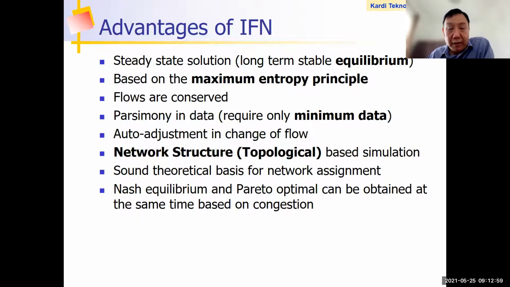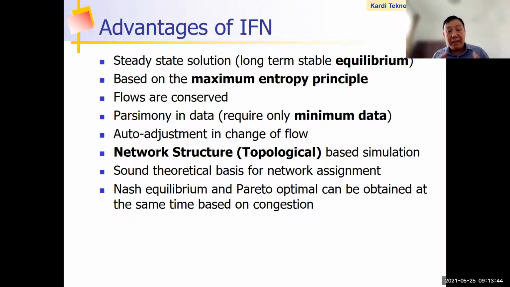So what is the advantage? You can directly get the long-term stable equilibrium, which is the steady state solution. And IFN is based on the maximum entropy principle. The flow is always conserved. Nowadays people talk about big data, but the question is, if you don't have data, how are you going to solve it? Using IFN, there is a principle of parsimony in the data, where you require only a minimum amount of data, and then you can still use it. Of course, the accuracy is not as good as if you have much data.